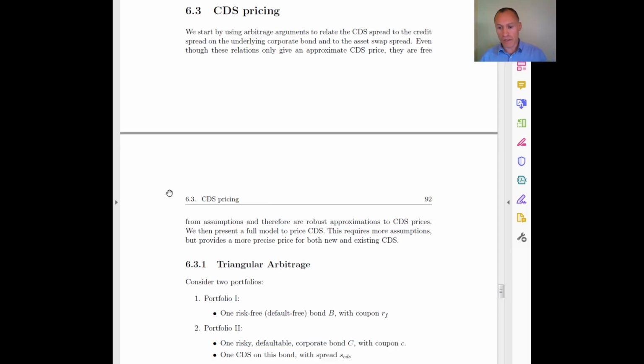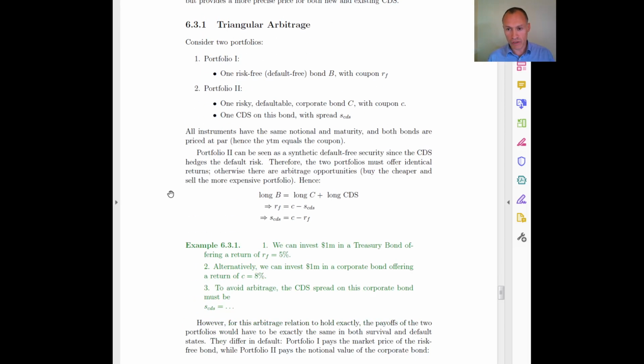Okay, so let's start with the first approach, which is called triangular arbitrage. What we are going to do is build two portfolios. Portfolio 1 has a risk-free bond, let's call it B, with coupon RF. By risk-free, in this context, we are talking about default risk-free. So it's a bond issued by the government that we know will not default, okay?